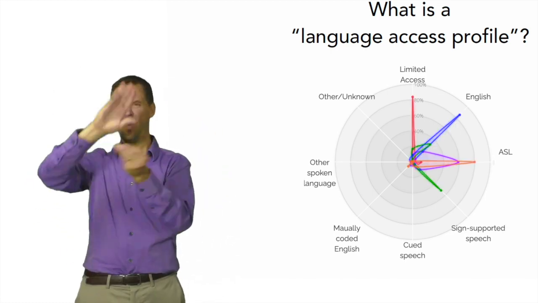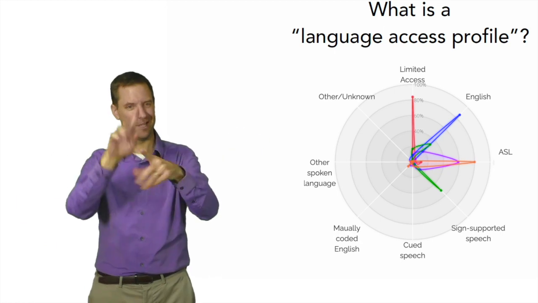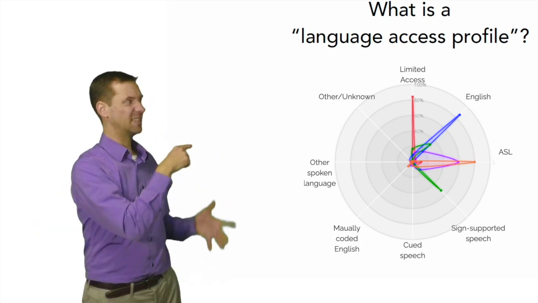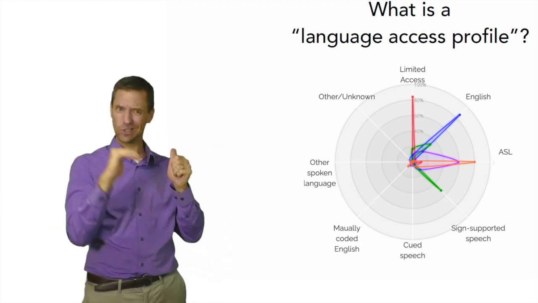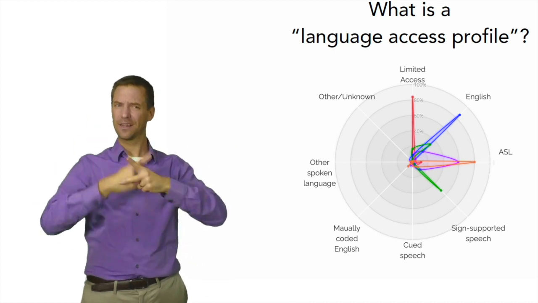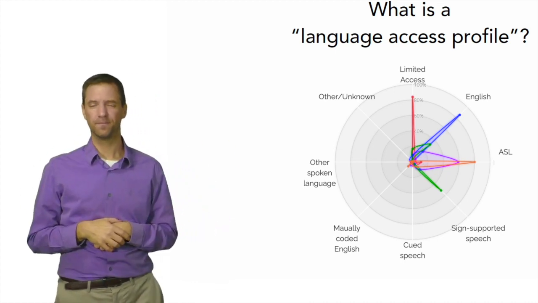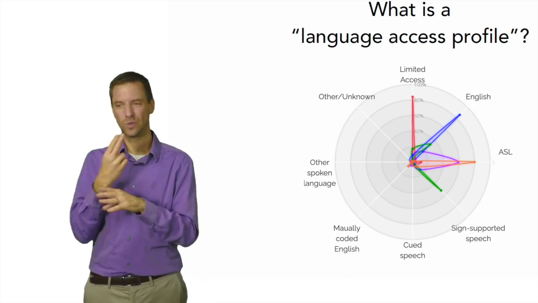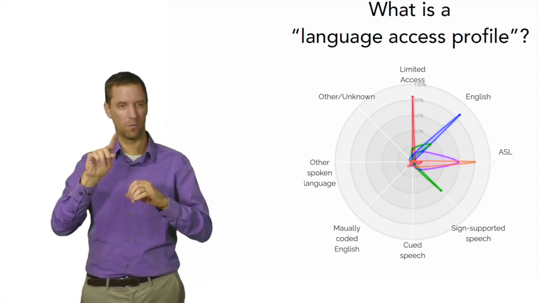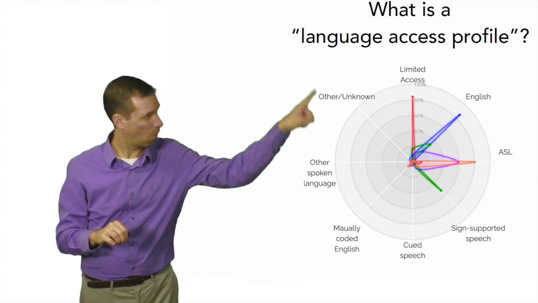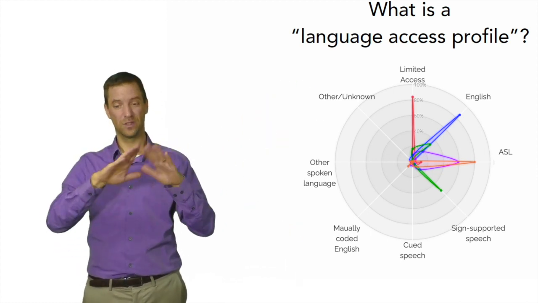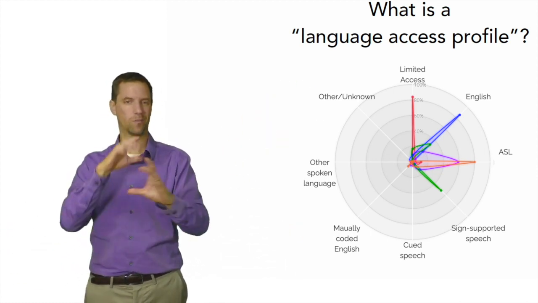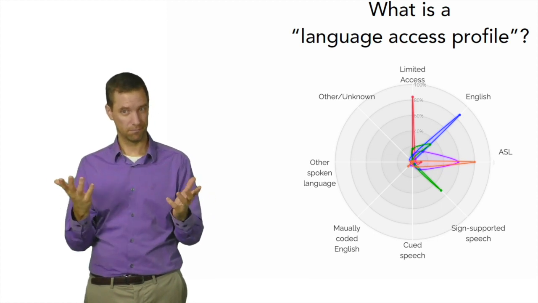So now I'm going to show you all of them on the same plot. And what I hope you can see is that each of these 5 children has had a very different experience with language access. But the other thing I'd like you to notice is that if we relied on communication mode to describe these children's experiences, all 5 of them would be considered to have the same communication mode.